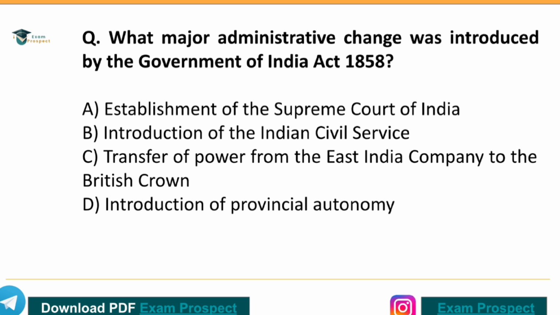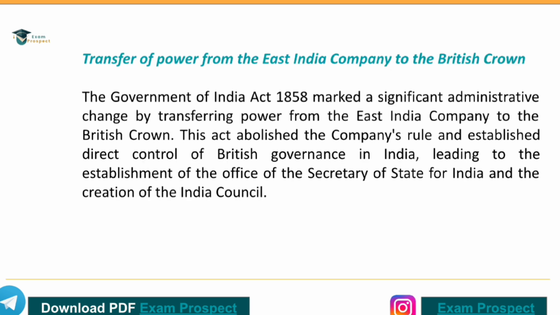Next question, what major administrative change was introduced by the Government of India Act 1858? Correct answer, option C, transfer of power from the East India Company to the British Crown. The Government of India Act 1858 marked a significant administrative change by transferring power from the East India Company to the British Crown. This act abolished the company's rule and established direct control of British governance in India, leading to the establishment of the Office of the Secretary of State for India and the creation of the Indian Council.